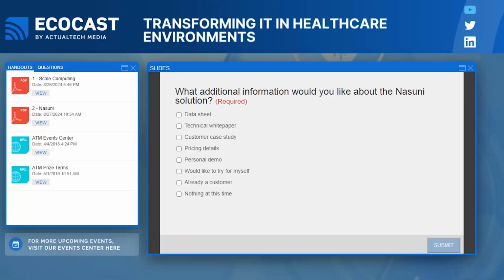So first up for you today, does Nasuni provide any sort of SIM integration?